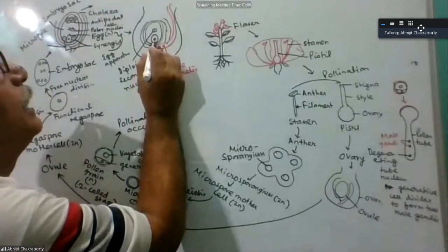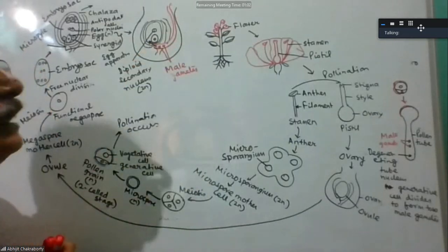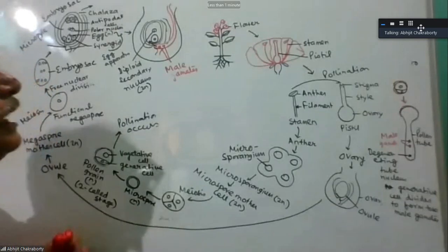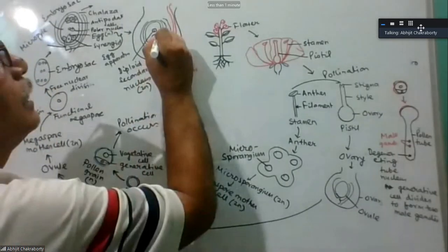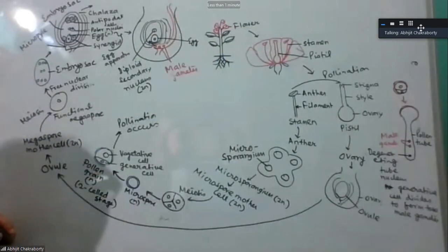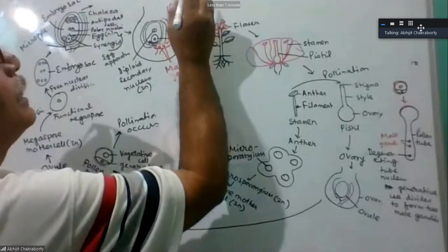Whenever the two male gametes enter the embryo sac, then what will happen? One male gamete fertilizes the egg. This is the egg, to form the zygote. So one male gamete.